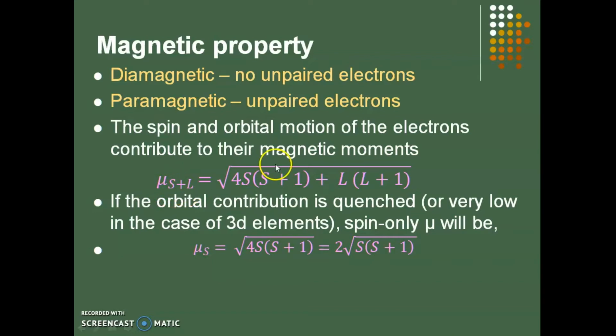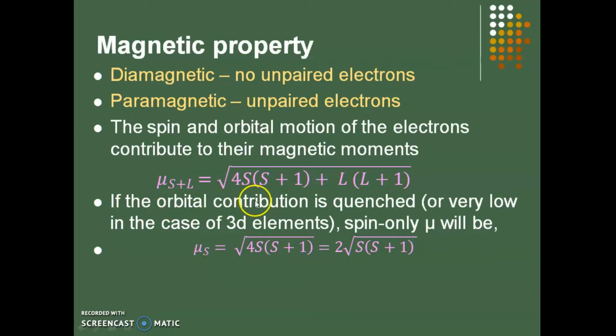The magnetic moment, mu of S plus L, is equal to the square root of 4S(S+1) plus L(L+1), where S is the total spin of the electron, and the capital L is the total angular momentum of the electron.